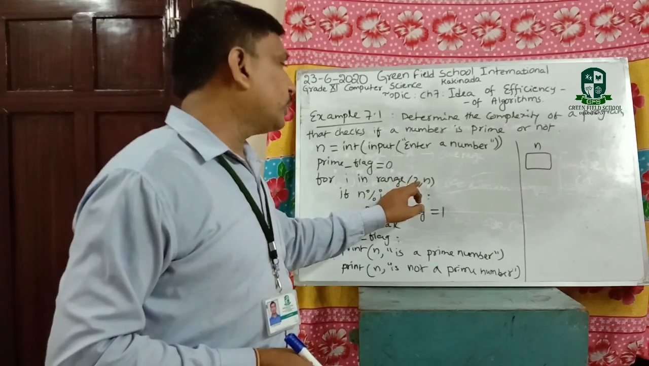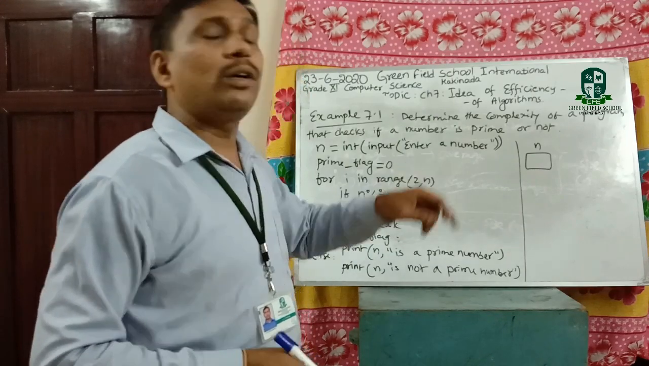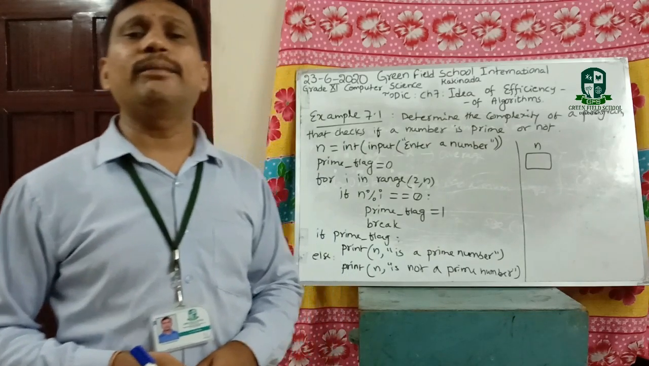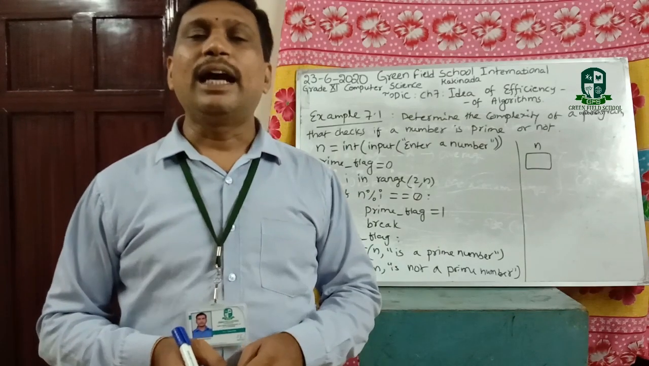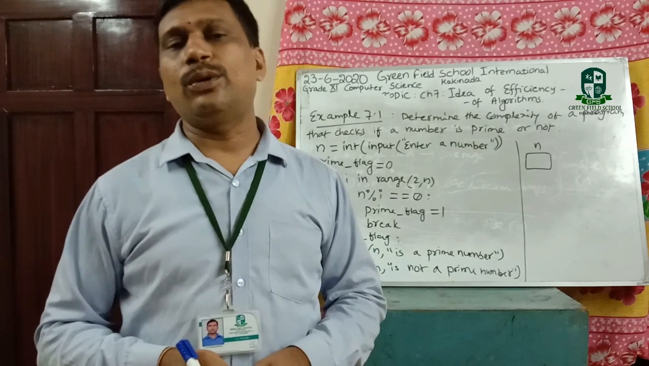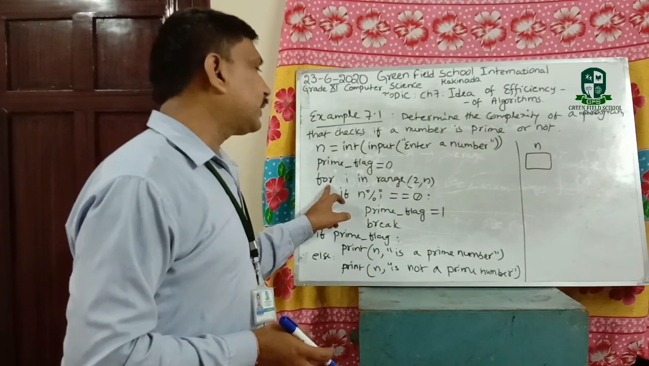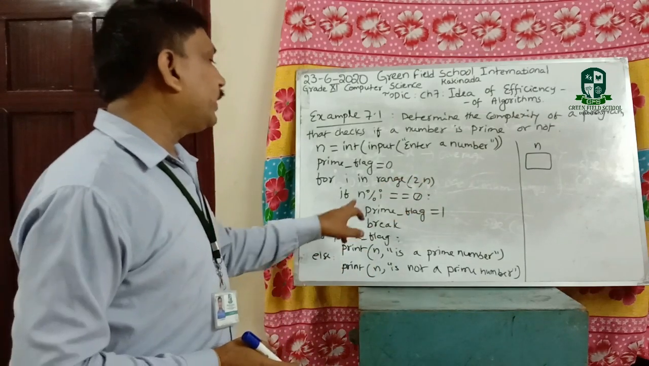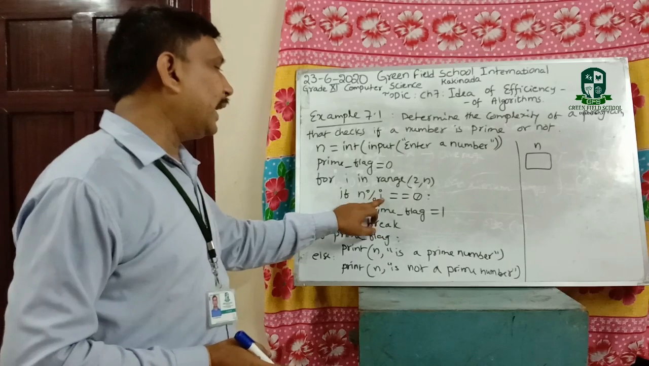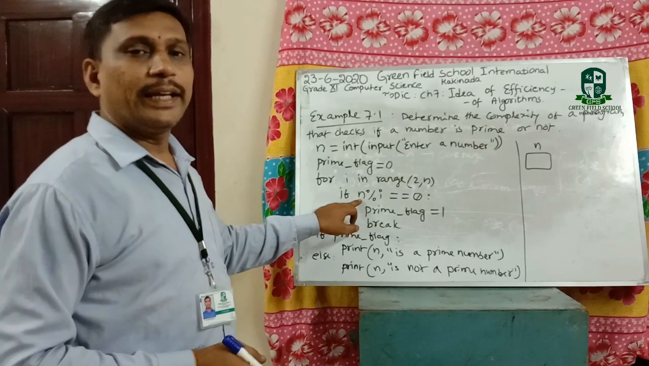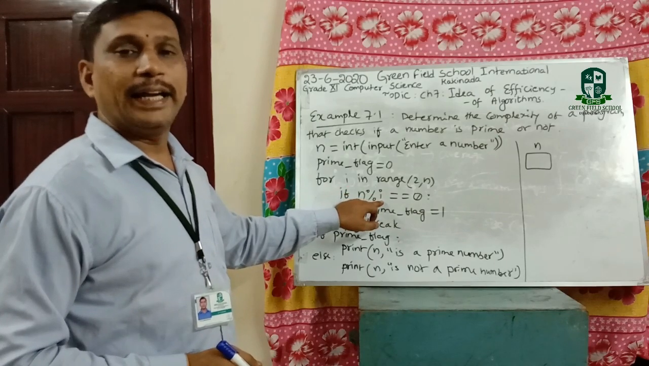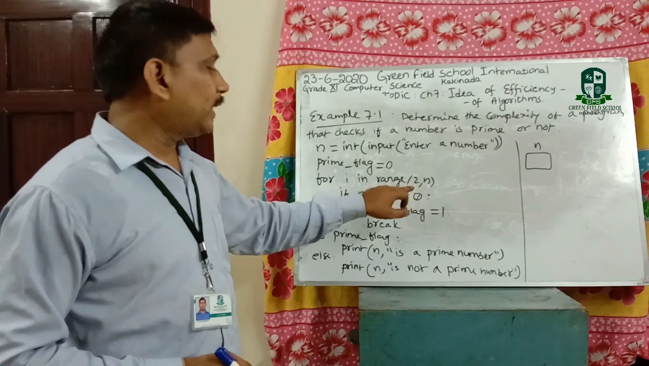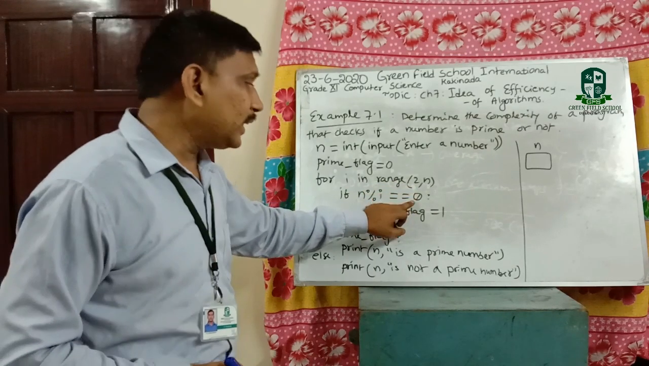So 2 to n means we start with 2 and consider up to n minus 1. Why? Because every number divided by itself always returns remainder 0. That's why we consider the range 2 to n, meaning up to n minus 1. Then we divide n by i and check whether the remainder is 0 or not.